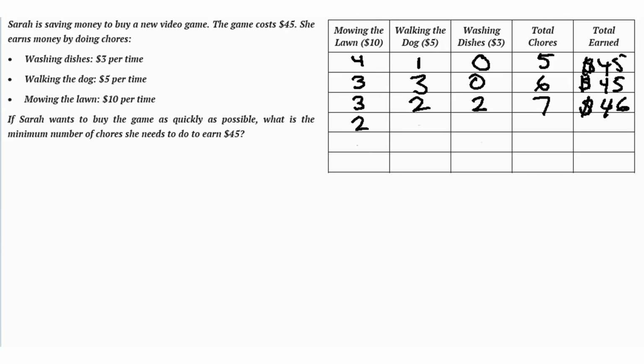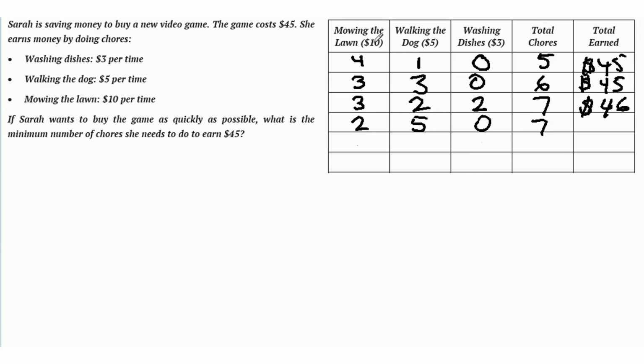Now, that means 2 times there. Then that would give her $20. And let's get as close to 40 as we can. So let's say that she then walks the dog. Actually, it would be 5 times because 5 times 5 is $25. So 2 times 10 is 20 plus that, it would be 45. So that means no more dishwashing once again. That would be a total of 7 chores.